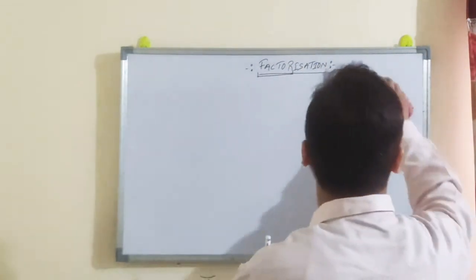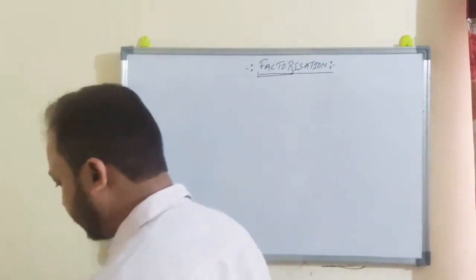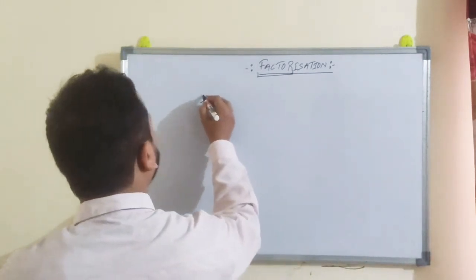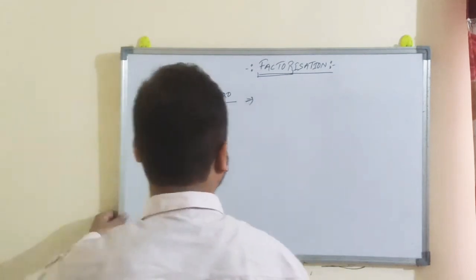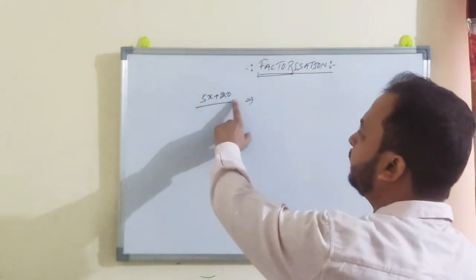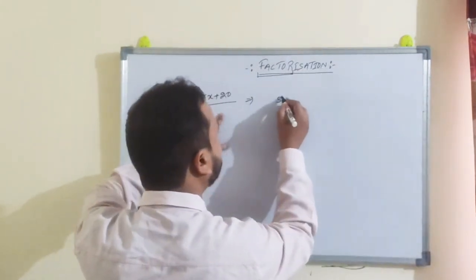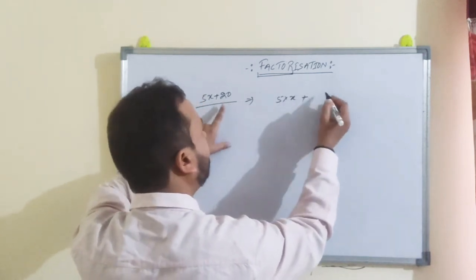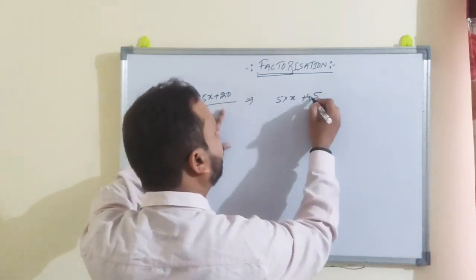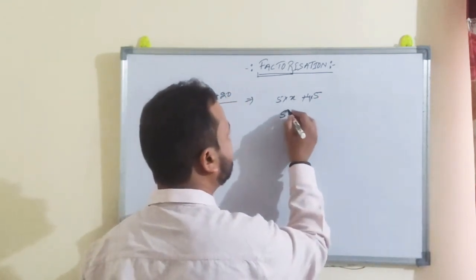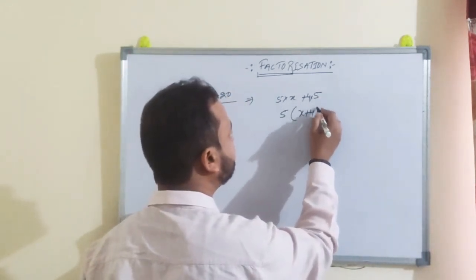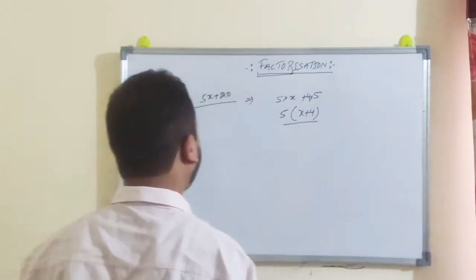Suppose a question is given as 5x plus 20, right? We have to factorize it, so we should take the common factor. Here 5x you can write as 5 into x, and here 20 you can write as 4 into 5. So here 5 is common, so just take 5 common, and you are left with x plus 4, right?